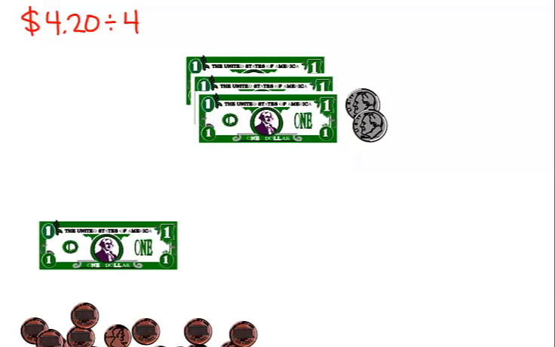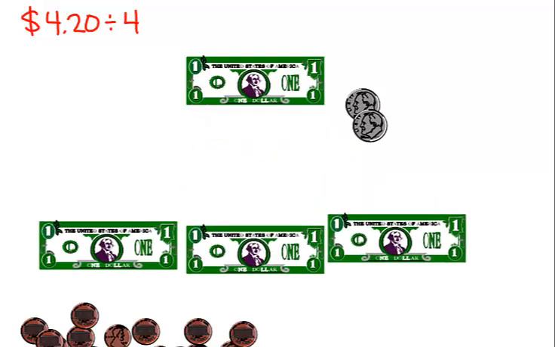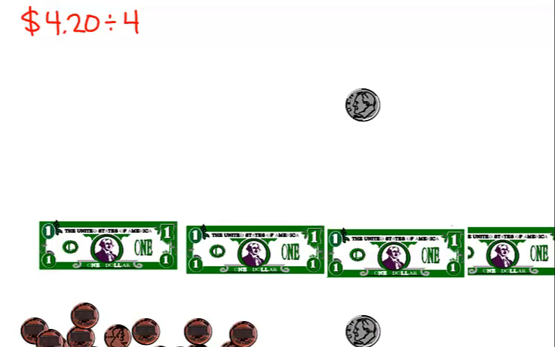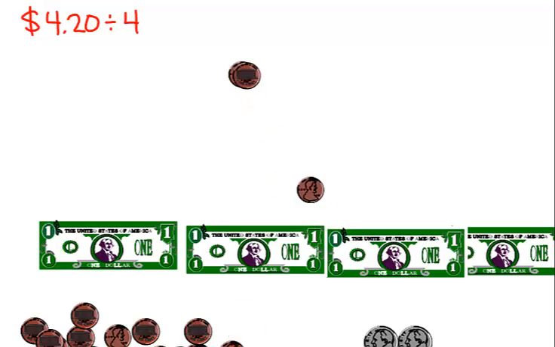Here's another problem. I still have $4.20, and I'm going to break it up into four equal groups. One group, two groups, three groups, four groups. Wait a minute, I only have 20 cents. I can't split that up. I can't cut up coins. Let's take it to the bank.